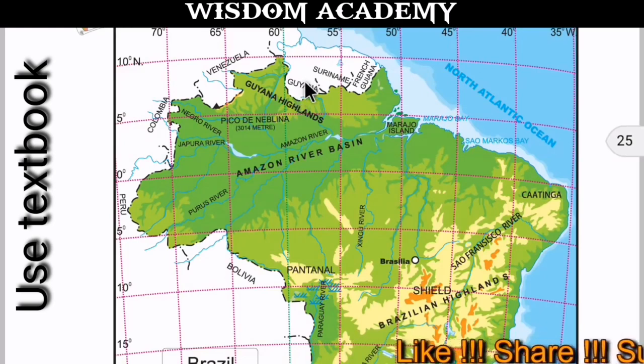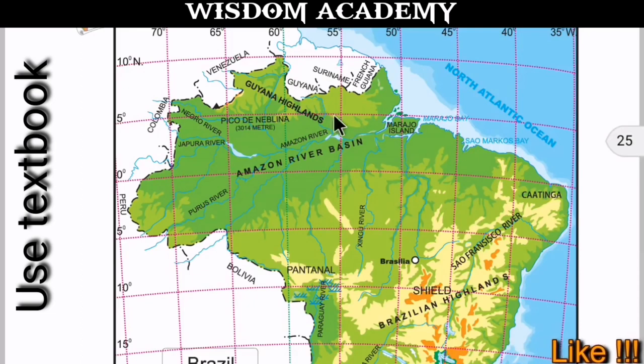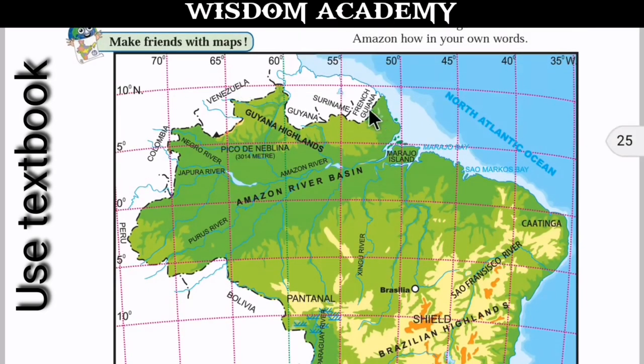It is also named after country Guiana. It covers the states of Roraima, Para, Amapa. Here we are having Amapa state of Brazil. So here the three states are there. The lower part of the highland is found in Brazil. So here we are having lower part. Yahan Venezuela aur yahan French Guiana mein higher part hai. Height yahan jyada hai, yahan height kam hai.